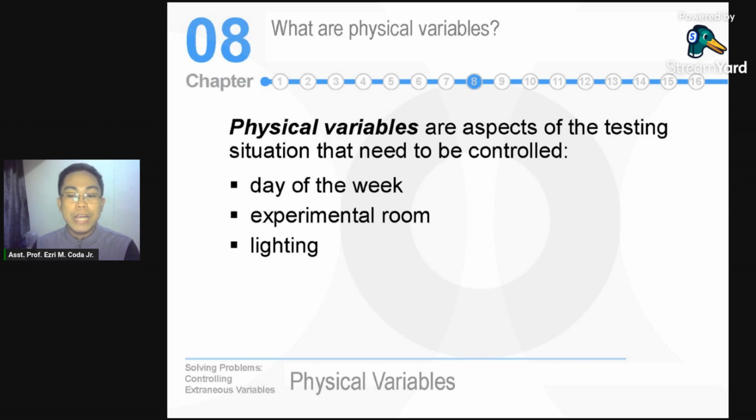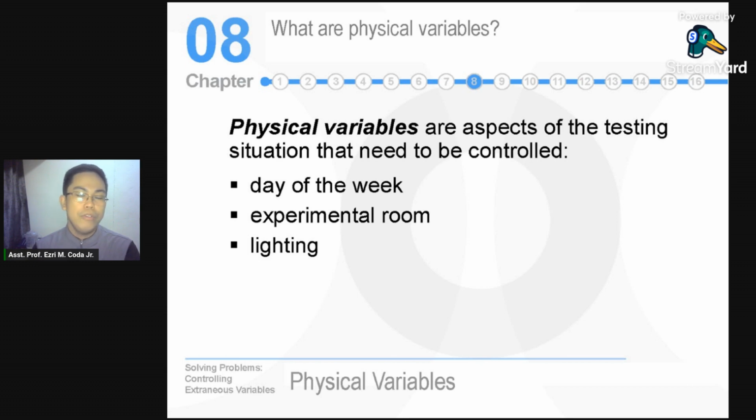Physical variables are aspects of the testing situation that need to be controlled. Examples of these are day of the week, experimental room, and lighting. Of course, these are the physical aspects of our experiments, and we need to control them because they affect how our respondents react to our conditions or treatments based on, for example, the day of the week. What day is it today? Is it Monday or a weekend? Because we have different conditioning or mindsets depending on the day of the week.